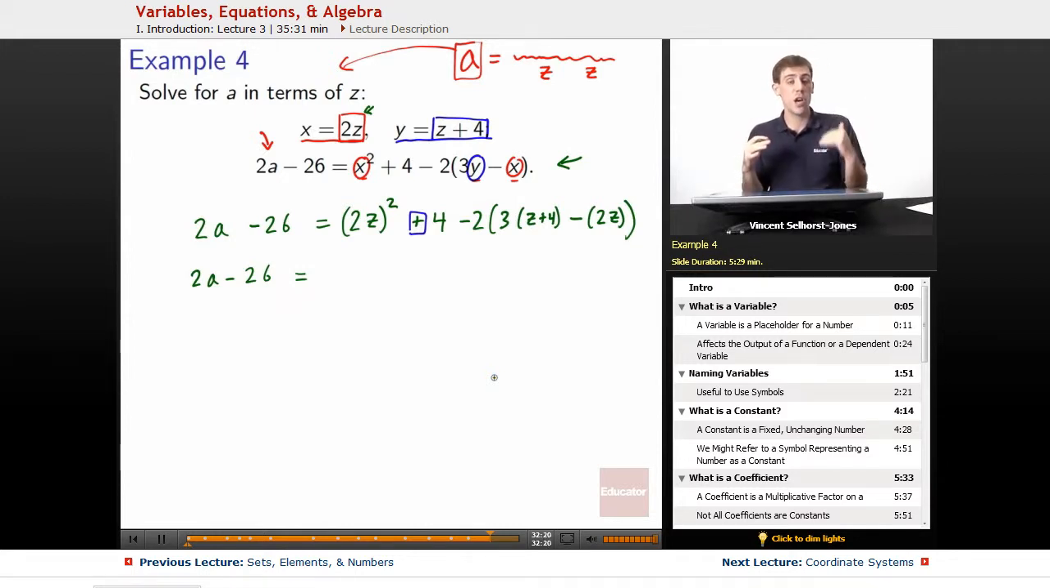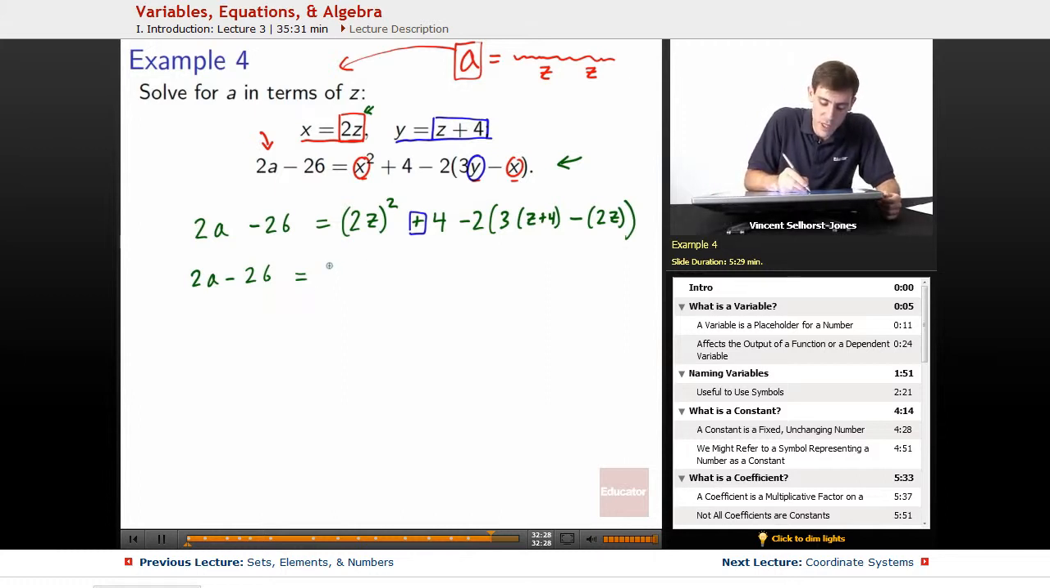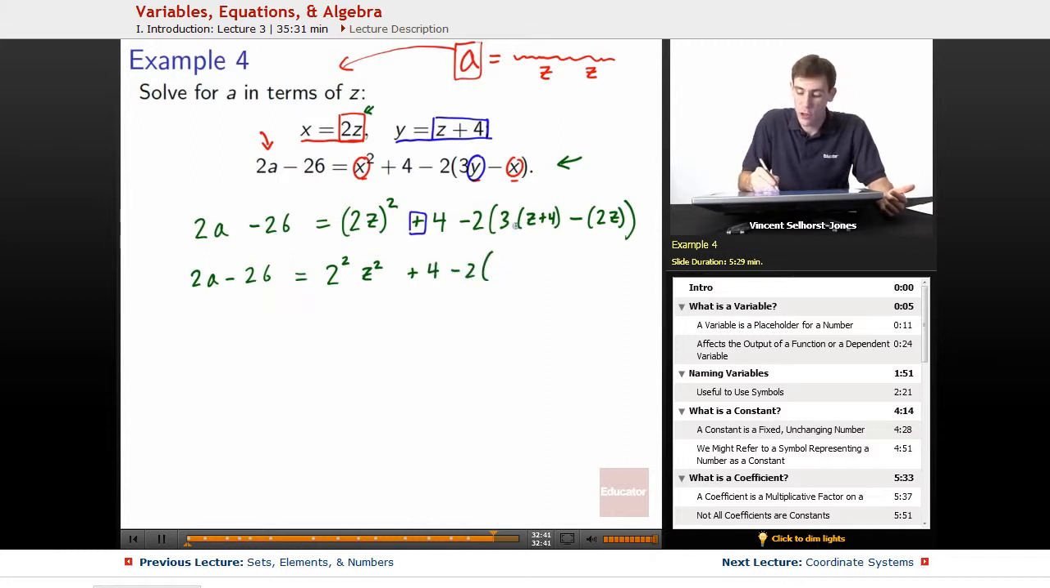The only time they'll be able to talk to each other is when we get all the way down to plus, so we can have stuff on the left and stuff on the right work simultaneously to make it a little bit faster. So 2z quantity squared, we square the 2, we square the z. So 2 squared and z squared. Plus 4 minus 2, we go inside 3 times z plus 3 times 4 minus 2z.